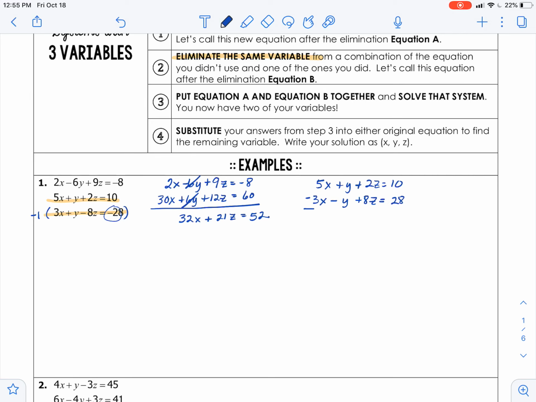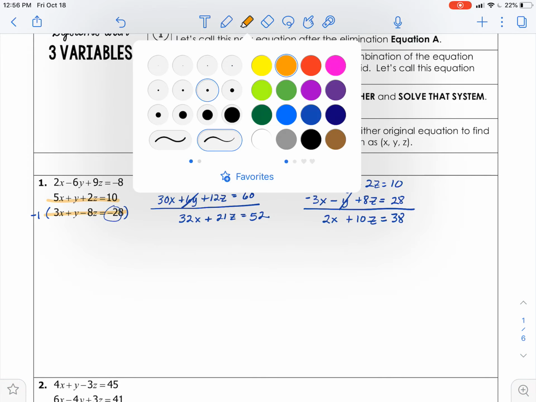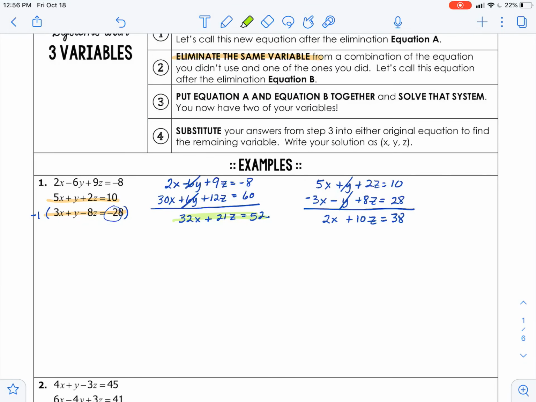Now again I'm going to add these together. Those do eliminate. I'm going to add down: 2x + 10z = 28. Oops, sorry, I just screwed up. I just told you to be careful and I didn't. 38, how about that? Now I have the next 2 equations that I'm going to be working with. So I'm going to work with these 2 and these 2. Really, I'm now down to a 2x2.